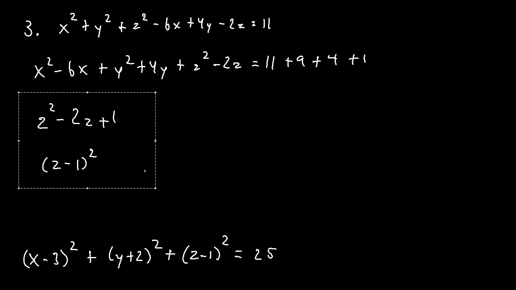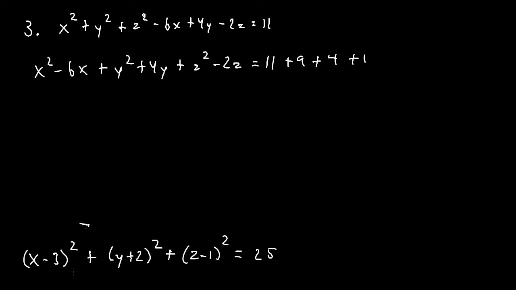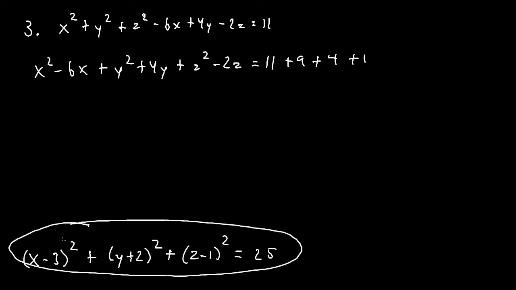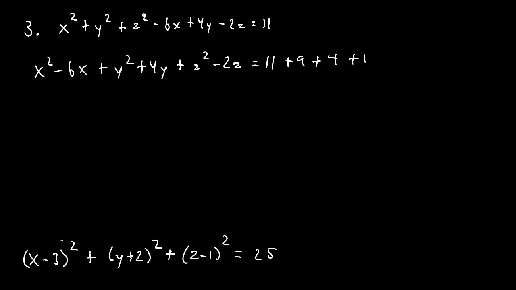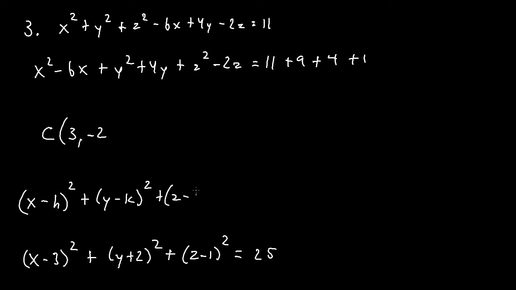So now this is the equation of a sphere. This is what we were familiar with as the equation of a sphere. So now we can find its center and its radius. So its center is going to be at, notice it's 3, so a positive 3. Since there's a positive 2 here, it's actually going to be negative 2, because remember the formula is always x minus h squared plus y minus k squared plus z minus l squared, and that will equal r squared.